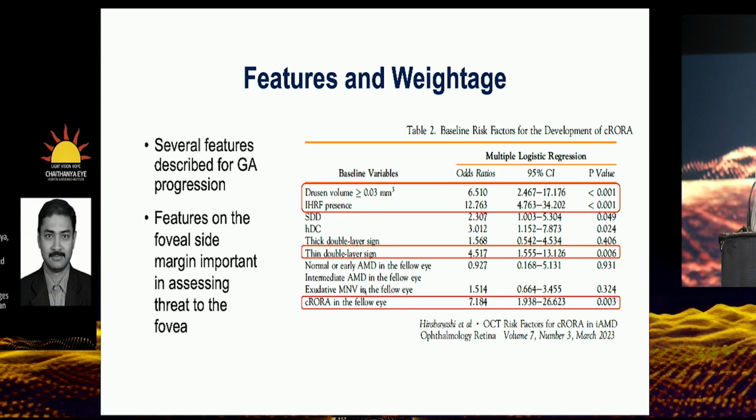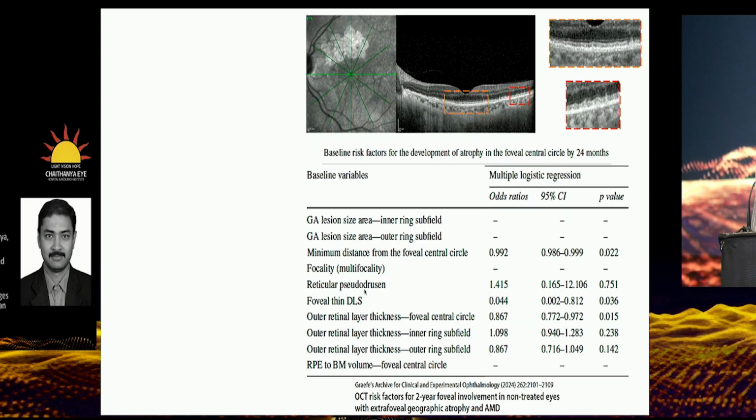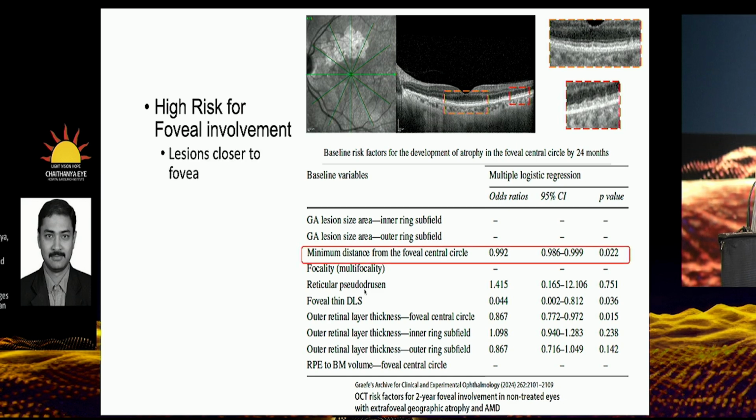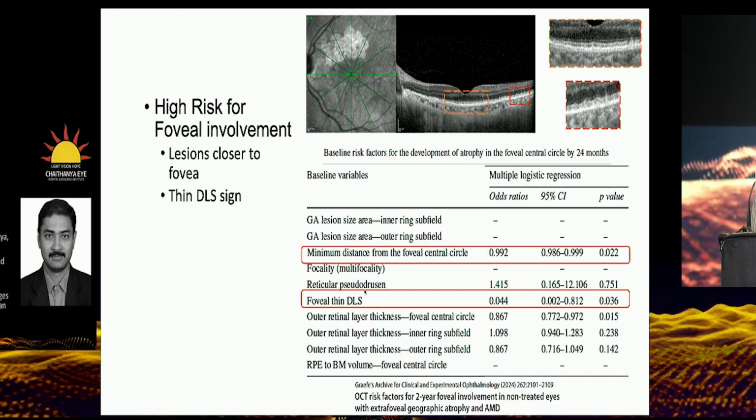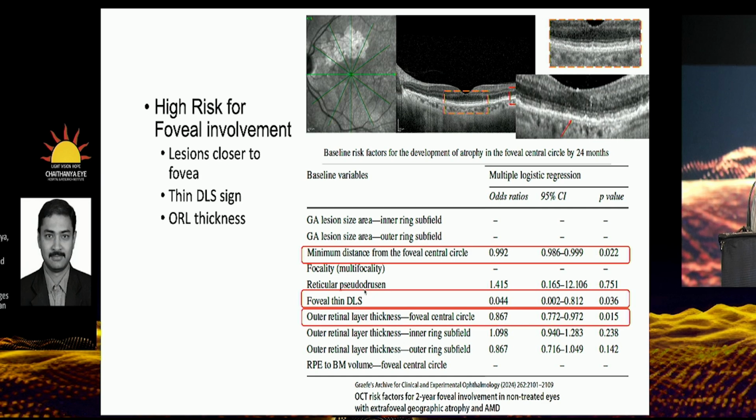So this is a study which looked at the 2-year progression rate, and what they found was that a lesion closer to the fovea, a lesion which has a thin DLS sign in the junctional zone of the GA, and of course the reduced outer retinal thickness, are all signs which tell you that progression to foveal involvement in GA is highly likely. And this is the DLS sign again brought out. The presence of a reticular pseudodrusen or the SDD is not very important, and neither is the multifocality of the lesion. Now, why are local indices important?